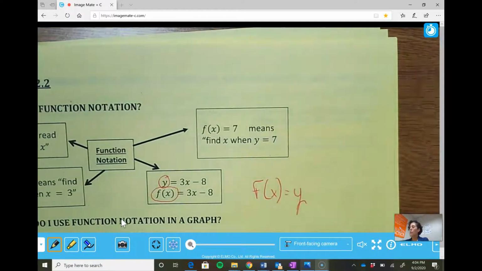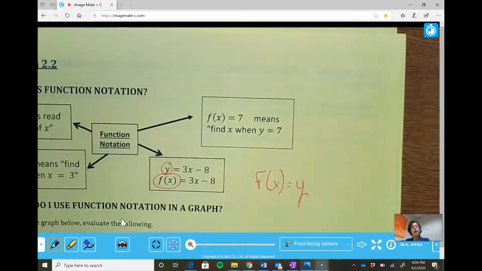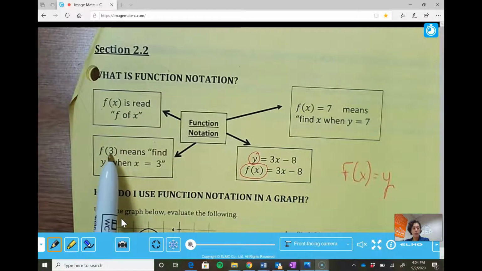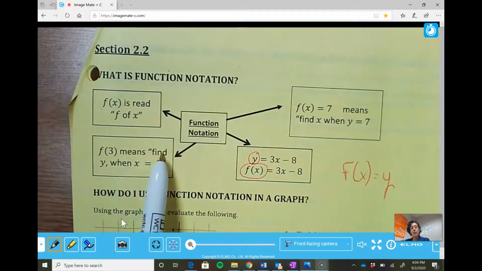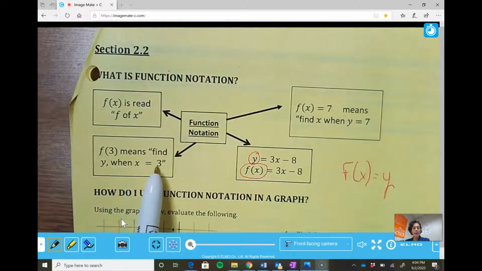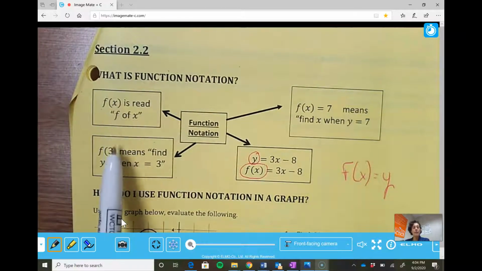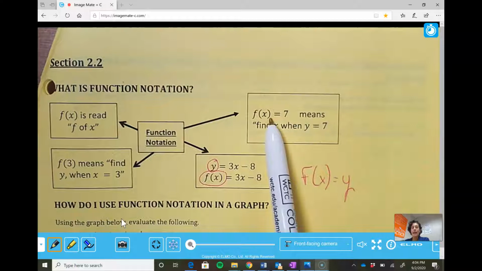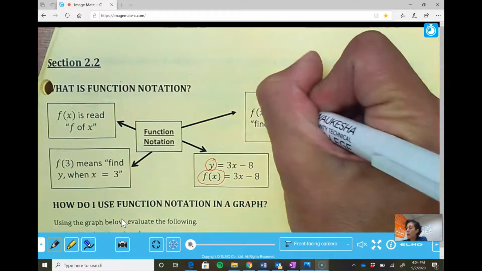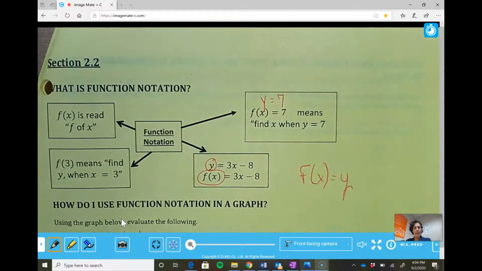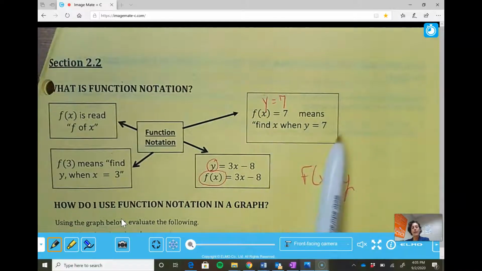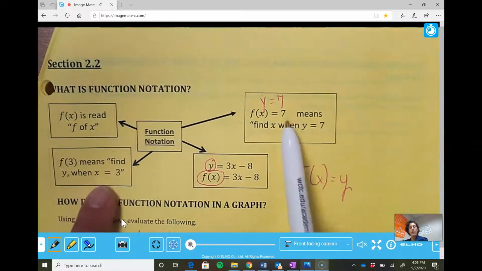All right, so what are the different things? So in section 1.1, we had given x find y, given y find x. Well, here, when you see this, notice that the x is replaced with a 3. So when you see this, it means I actually want you to find y when x is 3. So when the number in the parentheses is given to you, that's your x, that's your input. But then you might see this, and remember, f of x is just y. So I'm really just telling you that y is 7. So if you see this, that just means find x when y is 7. And these are both things that we did in our first chapter.